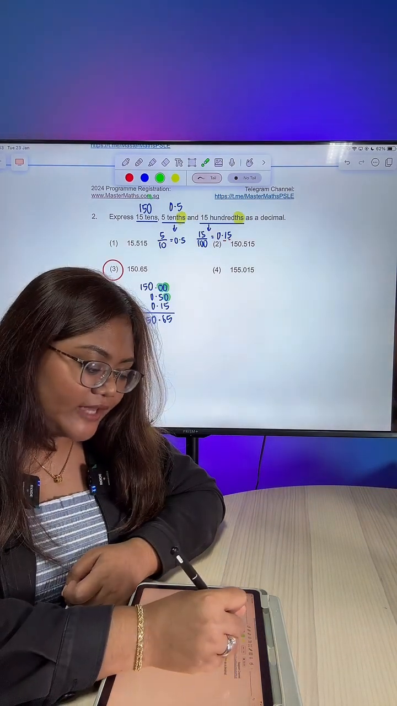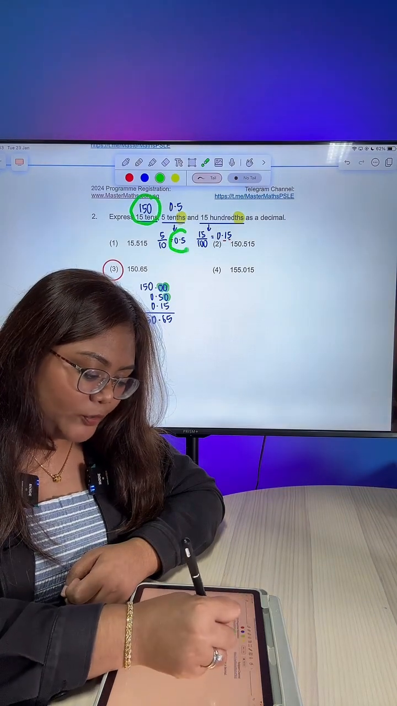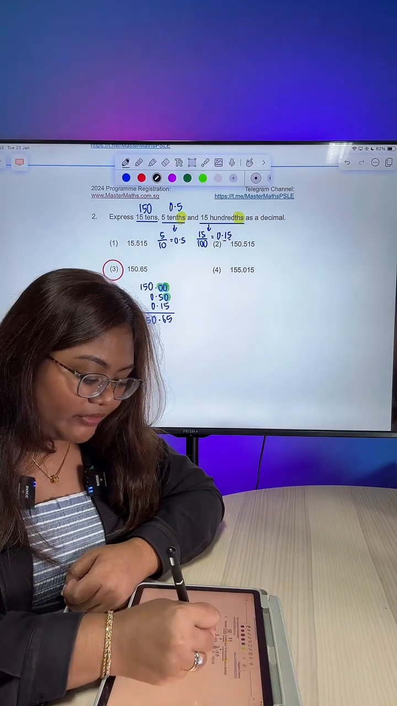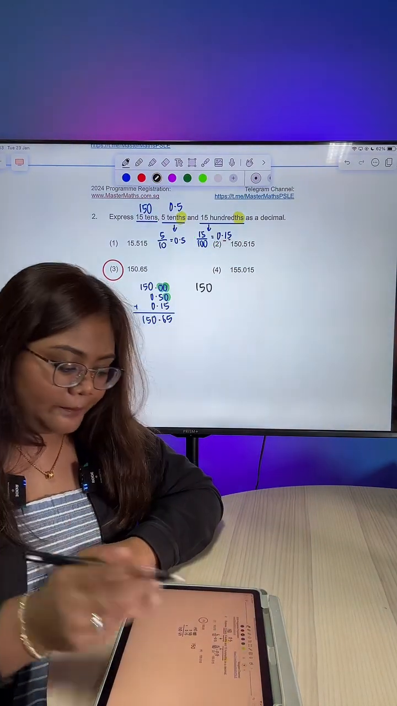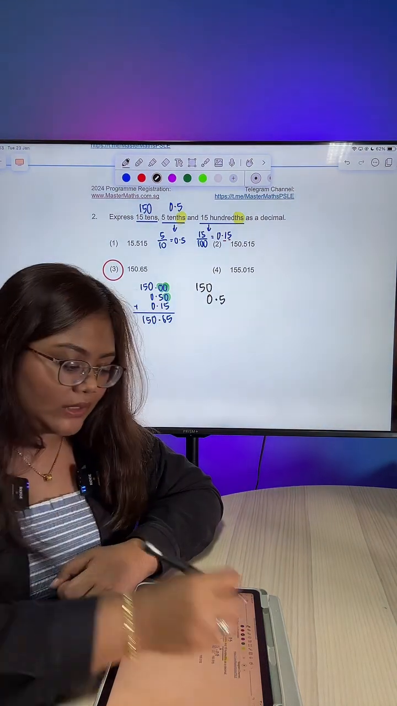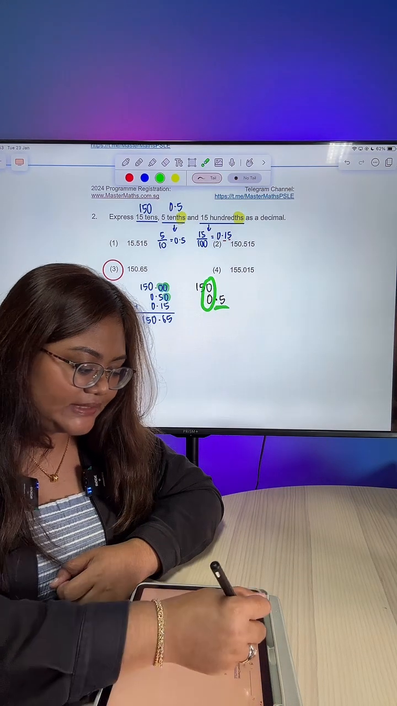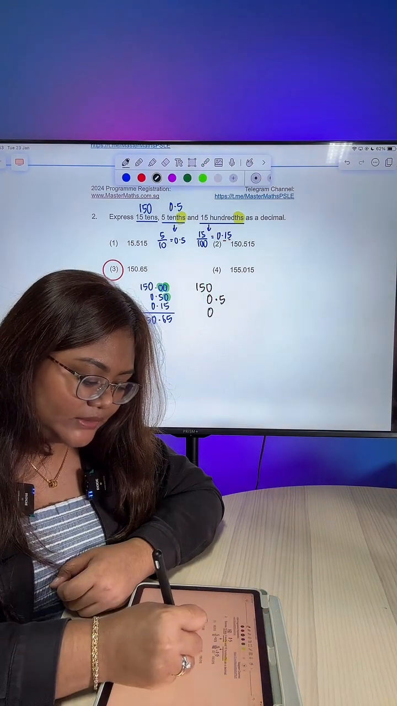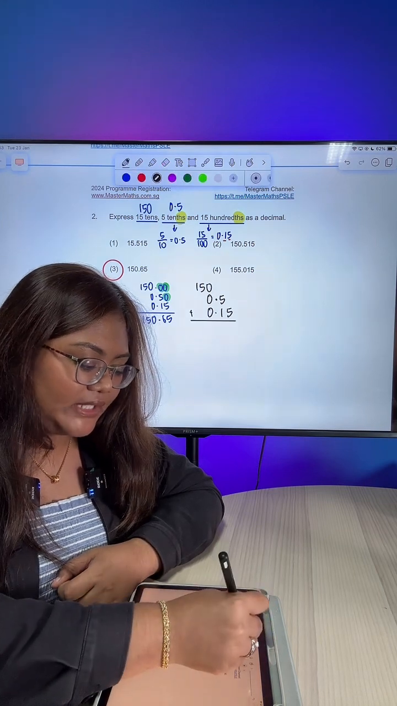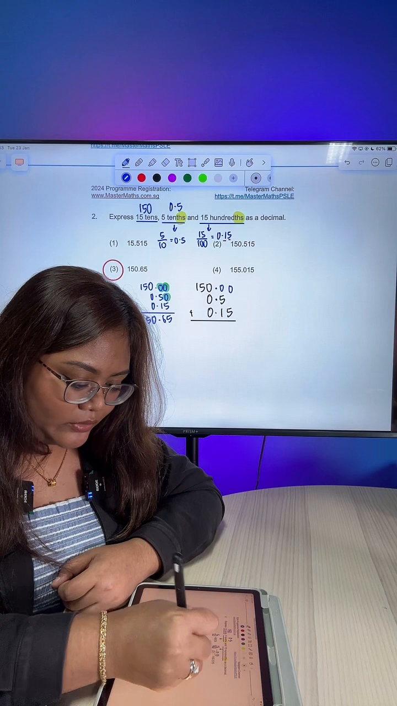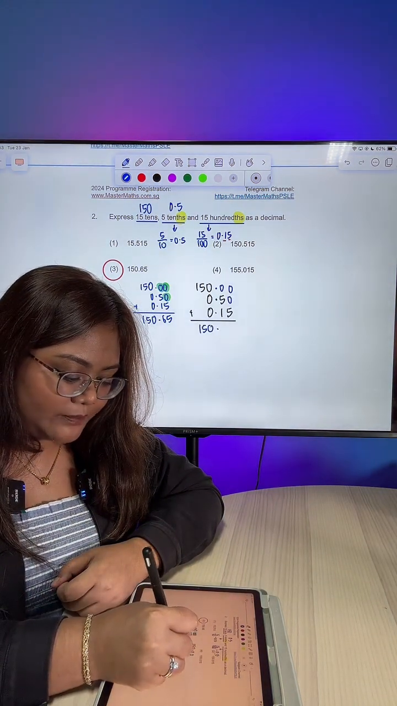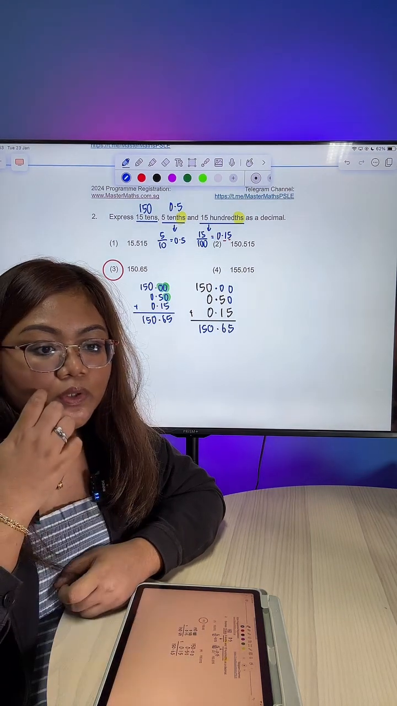All right. So now I have 150 plus 0.5 plus 0.15. I'm going to rewrite it for you. 150 plus 0.5. Since I need to align the decimal point, I will align the ones place first, then include the decimal behind. And then I have another one, 0.15. Okay? All these empty spaces, I can fill in with zeros. 0.00 and then 0.50. And that is how I got 150.65. Okay?